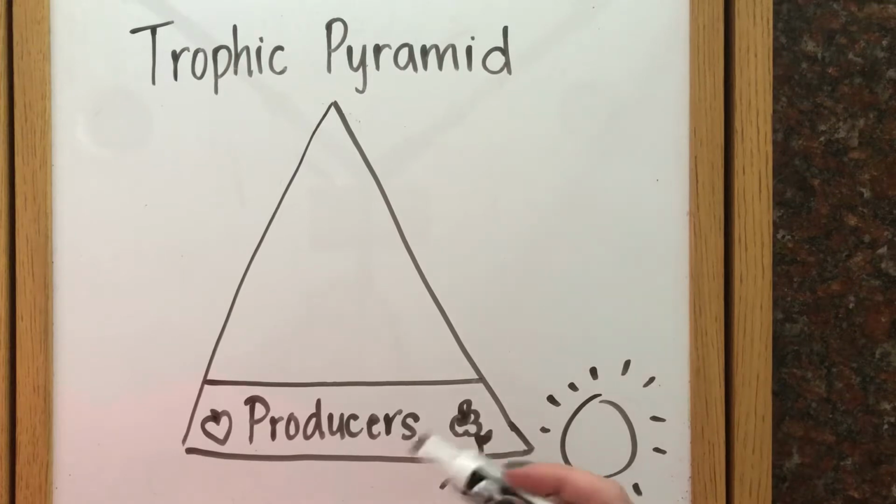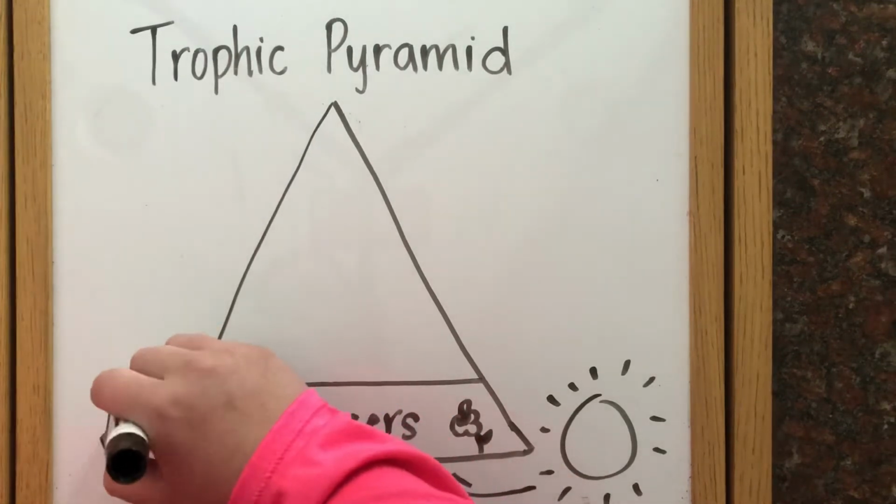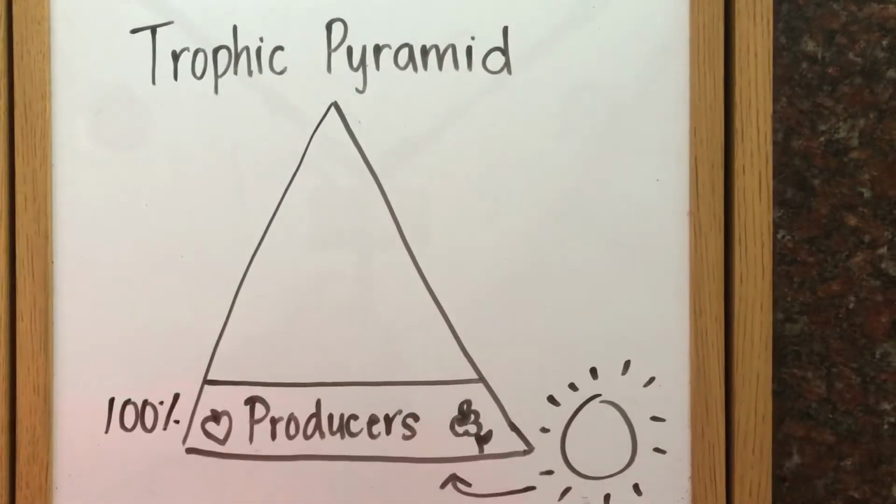They're plants. They get 100% of their energy from the sun. And they get it directly because they are able to photosynthesize. They're able to do that chemical reaction that uses water, carbon dioxide, and sunlight to produce sugar and oxygen. And that sugar is what they use for food to grow.